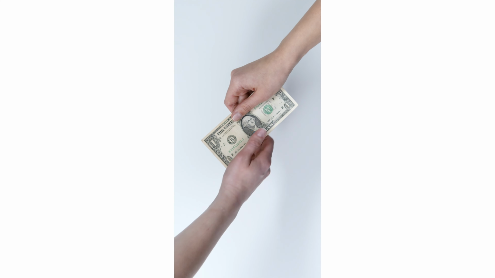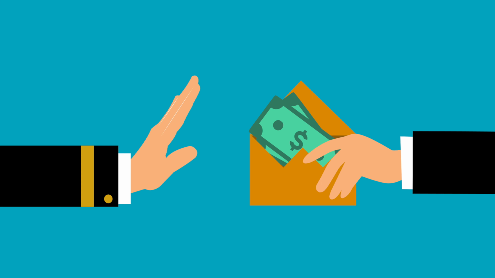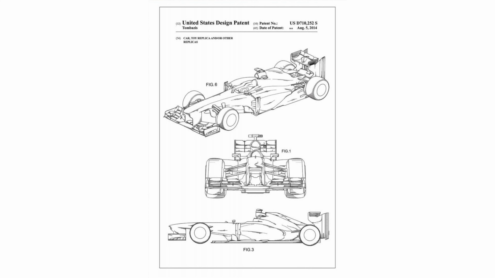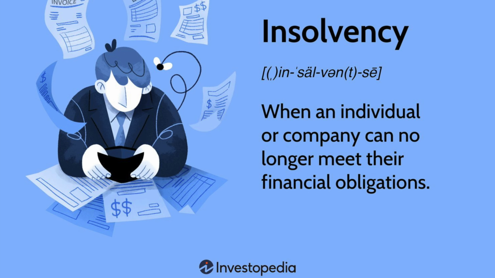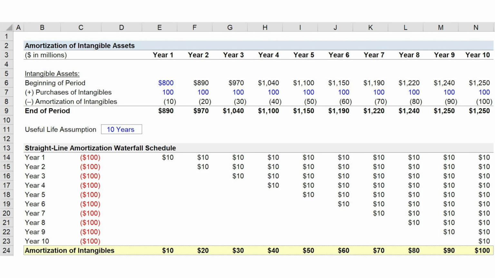Goodwill is a premium paid over fair value during a transaction and cannot be bought or sold independently. Meanwhile, other intangible assets like licenses or patents can be bought or sold independently. Therefore, at a point of insolvency, the goodwill will be ignored since it has no resale value. Also, goodwill can have an indefinite life, while other intangibles have a definite useful life.